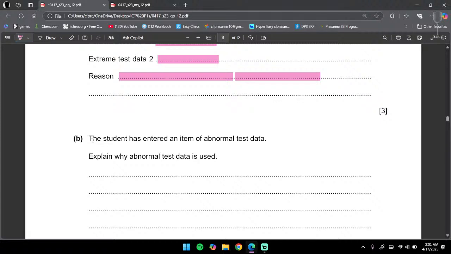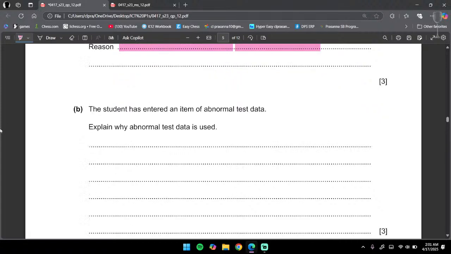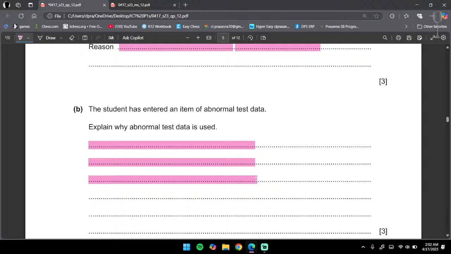The student has entered an item of abnormal test data. Explain why abnormal test data is used. There are quite some reasons why you use abnormal test data: to check whether the error message is showing, to check whether the validations are set correctly, to ensure that the errors are trapped correctly, to ensure that the correct data type is being accepted, and to ensure that it does not accept data outside its range of acceptability.